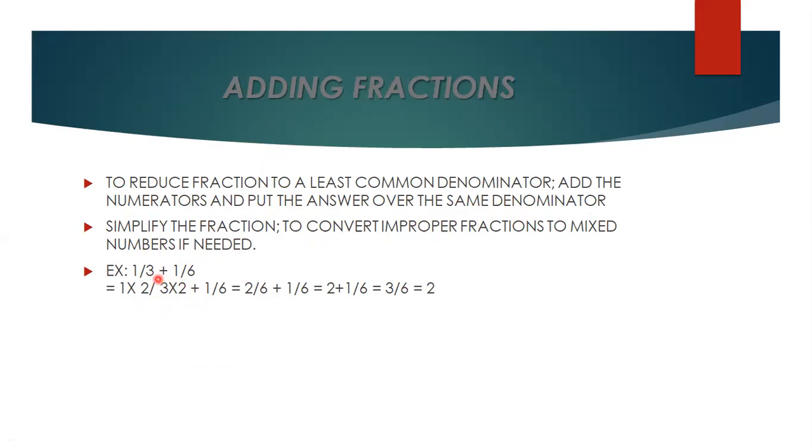Now you should make these denominators equal. So 1 by 3 into 2 by 2 means 2 by 6 you will get, and 1 by 6 stays 1 by 6 only. So here you got 2 by 6 plus 1 by 6. Then 2 plus 1 by 6, you will get 3 by 6. 3 1s are 3, 3 2s are 6. So you will get 1 by 2 as the answer.